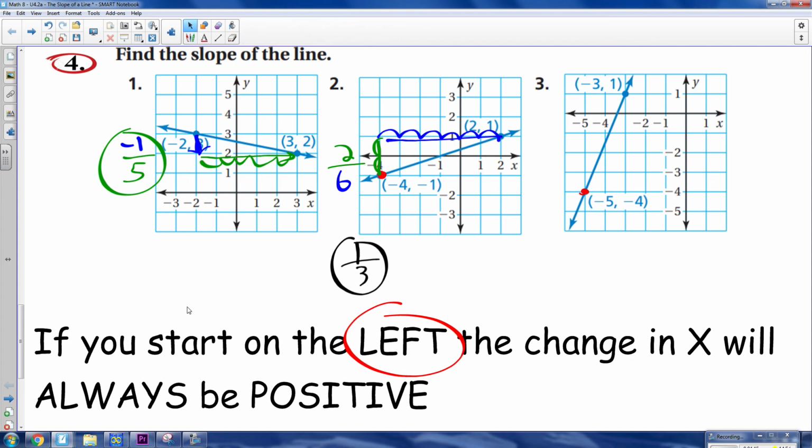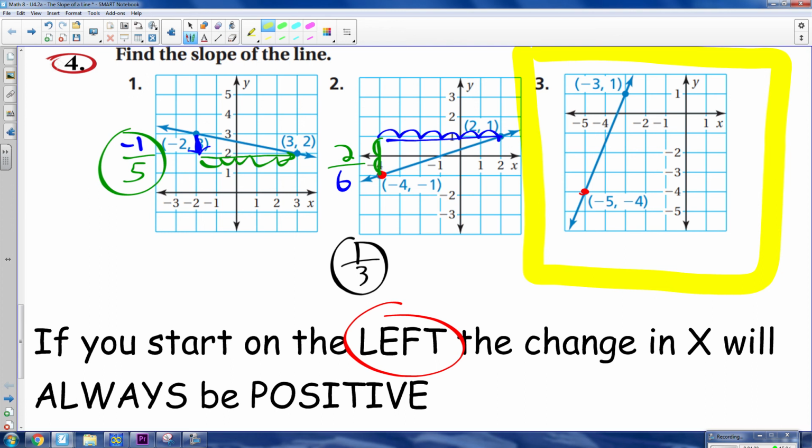So I want you to pause the video and give number 3 a try. Take a second, pause the video, and try number 3. That is your now you try. Okay, give that a try, and we will talk in a few.